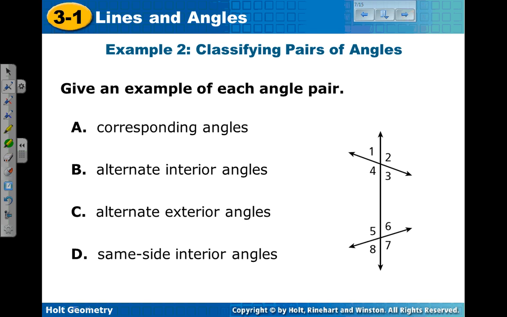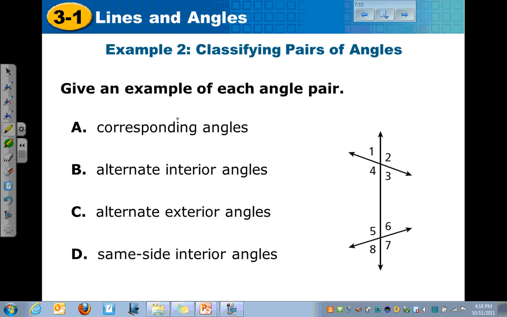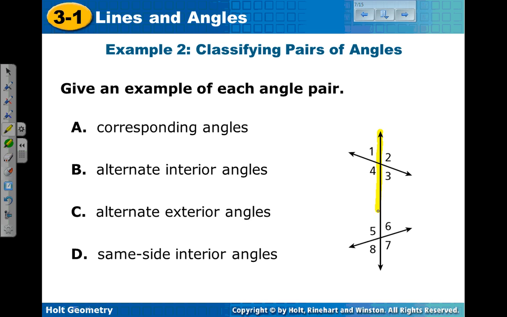So we need to give an example of each angle pair. Just one example. There's more than one, but just in this case we want one. So here's your transversal. It's not marked, it's not labeled as to what the name of the line is, but this is the transversal because it intersects two other lines. So we call that the transversal.